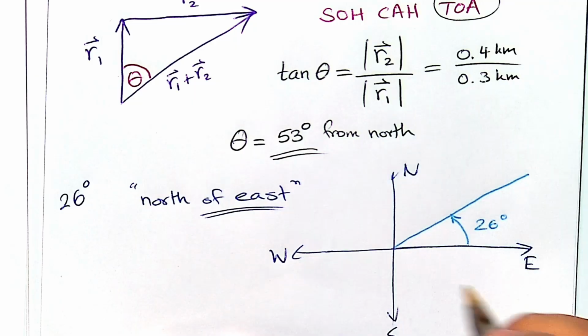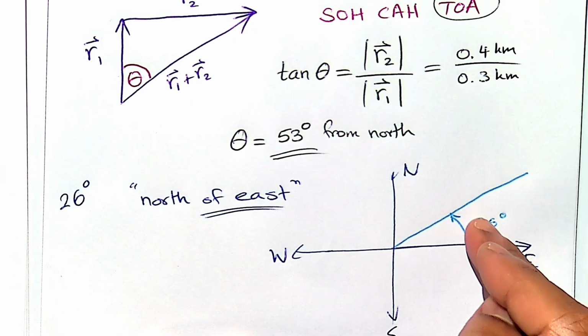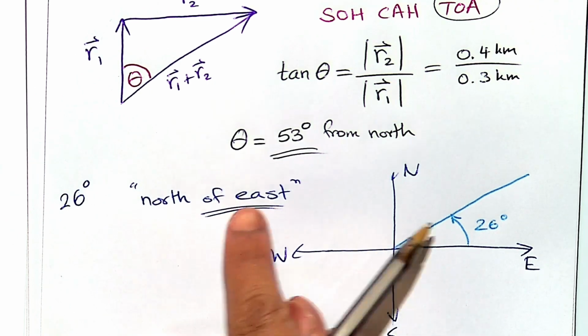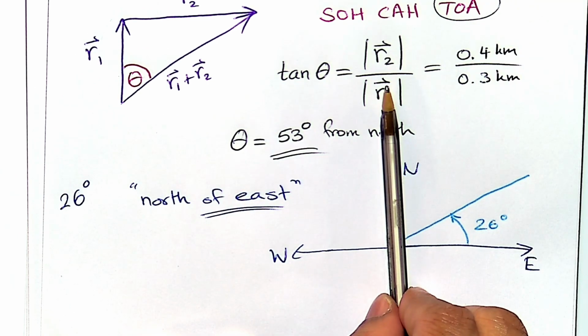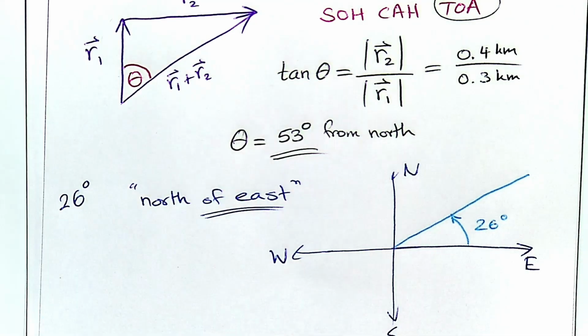When they say north of east, it means start with the east part, and then rotate northward by that angle. And if you flip this, if you say east of north, that means start at north and then rotate eastward. That's the phrasing. You might see that in some of the problems. Just be aware of that.